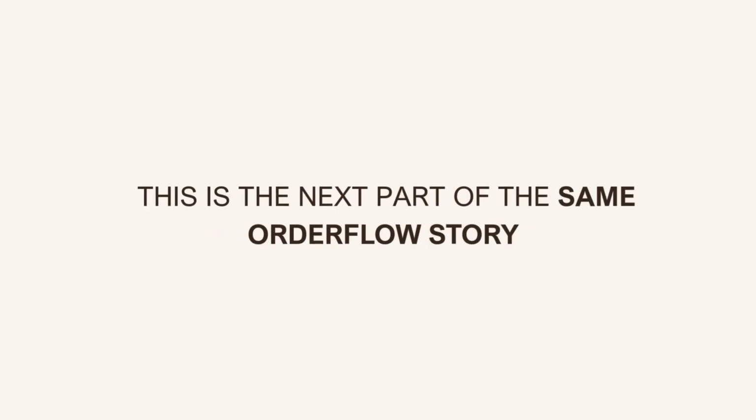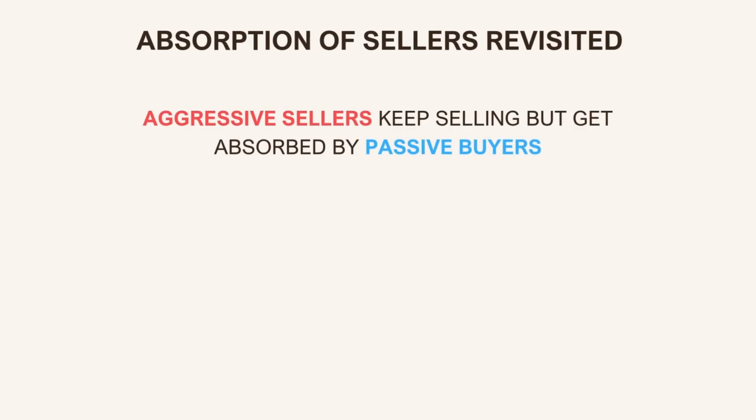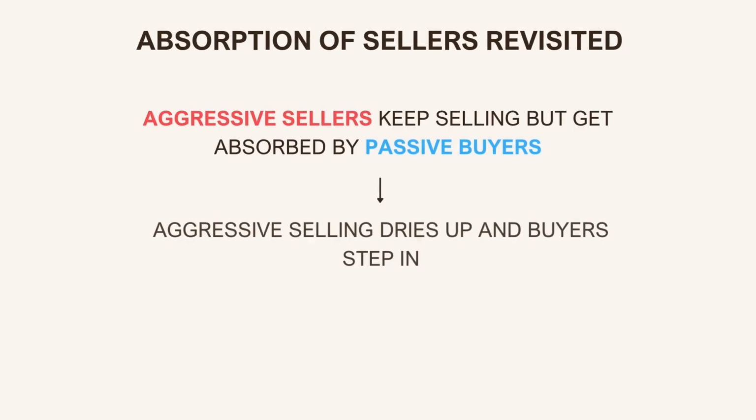This next idea sits naturally after absorption. It's the continuation of the same order flow story. So let's build from the example we just covered. If aggressive sellers have been hammering the bid, but passive buyers keep stepping in and absorbing everything, price eventually stops falling and starts to turn.